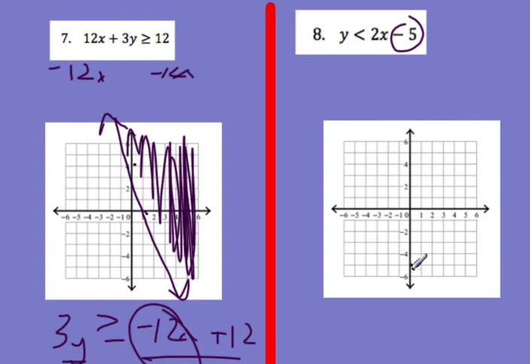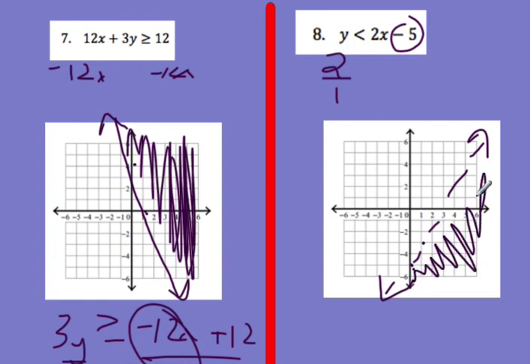And my slope is 2. So when I have a slope of 2, that's the same as 2 over 1. So I'm going up 1, 2, and over 1. Since I don't have a solid line underneath my inequality symbol, I'm going to have it be dashed. And then the alligator is facing away from the y, so I need to shade down.